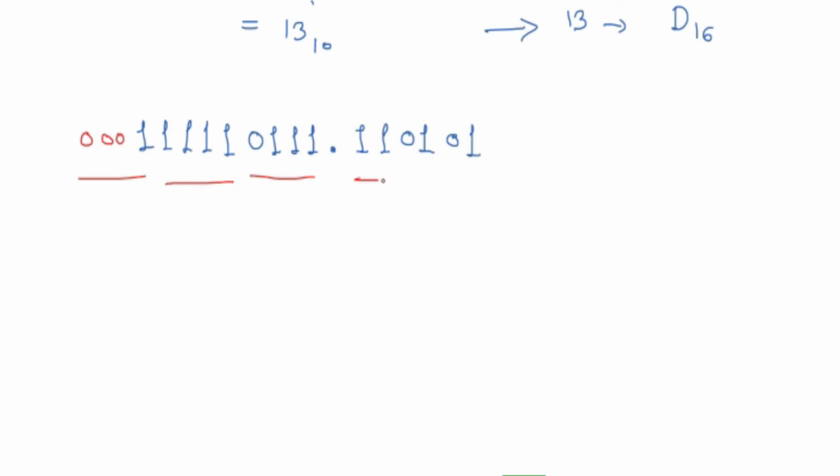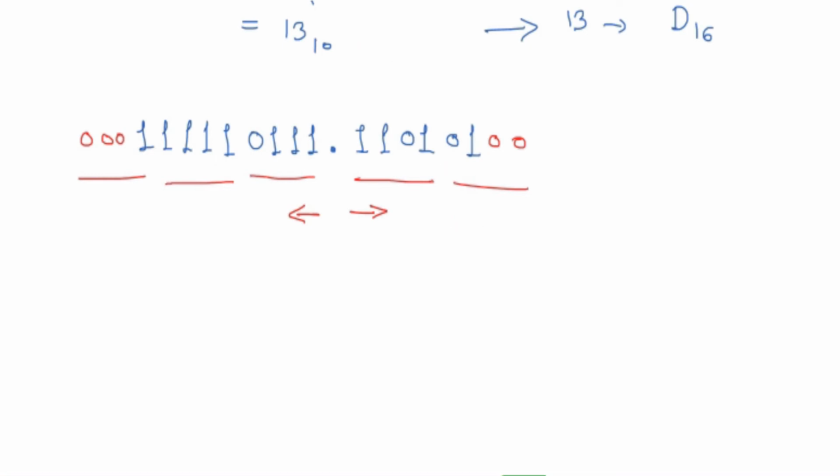On the fraction side also, these are my first 4 digits, from here to here, and from here to here is the next 4 digits. Now there are only 2 digits left, so we need 2 more zeros to make it 4 digits. Now we have all the values in groups of four digits. We will convert them into decimals and find the equivalent hexadecimal digits.